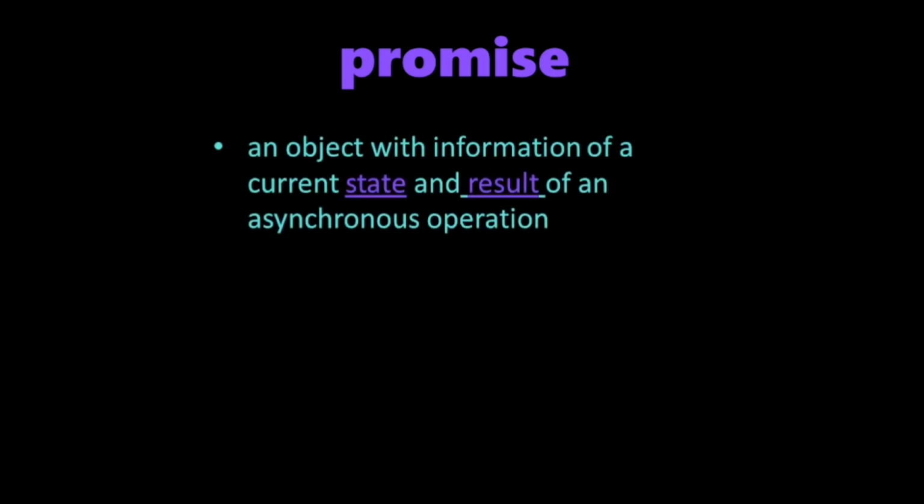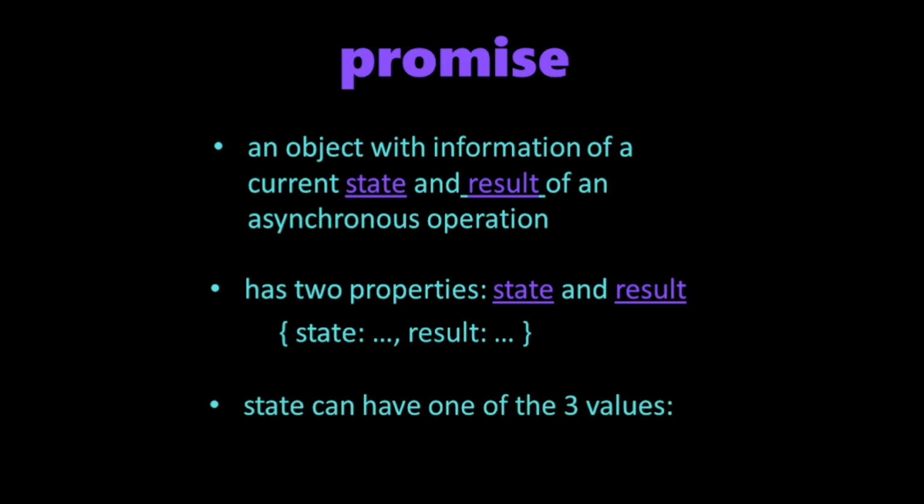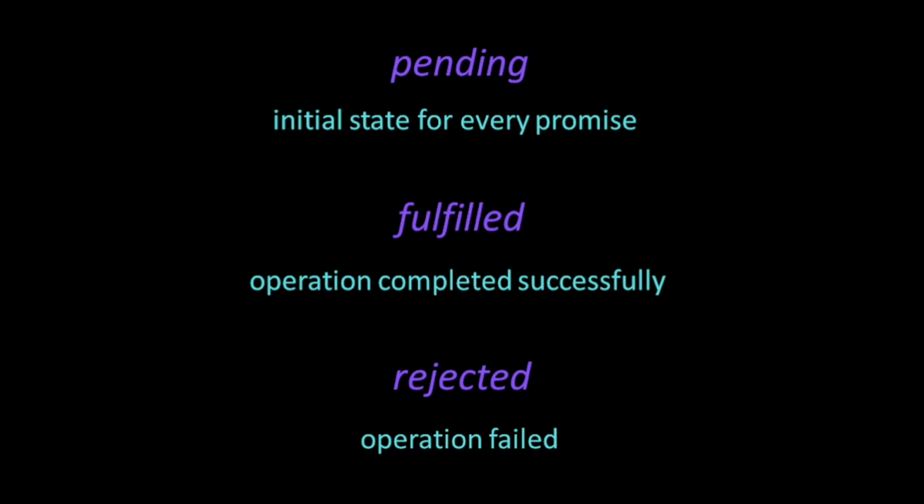Okay, if you are ready, let's get started. A promise is an object with information of the current state and result of an asynchronous operation. Promise object has two properties, state and result. State can have one of the three values: pending, fulfilled and rejected. Pending is the initial state for every promise. Fulfilled means that operation completed successfully, and rejected state means that operation failed.